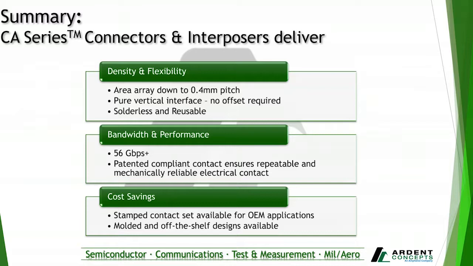So in summary, CA series connectors and interposers deliver density and flexibility: an area array down to 0.4 millimeter pitch, a pure vertical interface with no offset required, and solderless and reusable solutions. From a bandwidth and performance perspective, connector systems out to 56 gigabits per second and beyond, and patented compliant contacts ensure repeatable and mechanically reliable electrical contact and cost savings. As we mentioned, that CAR contact set is a stamped contact set available for OEM applications, and we offer molded and off-the-shelf designs. So we're happy to scale with you for those designs.